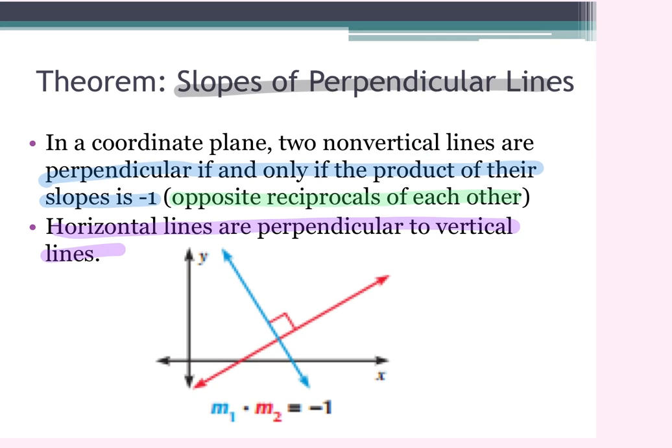So if you have the slope of one line and it's, let's say, 2/3, the slope of a line parallel to it would be the same, 2/3. The slope of a line perpendicular to it would be -3/2. So you flip it and change the sign. If it started negative, you would change it so that it's positive.